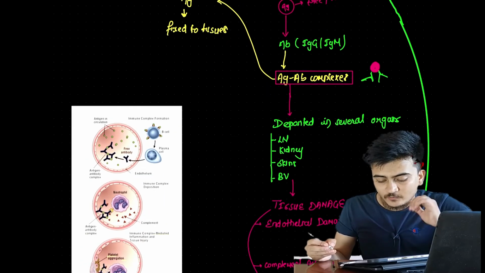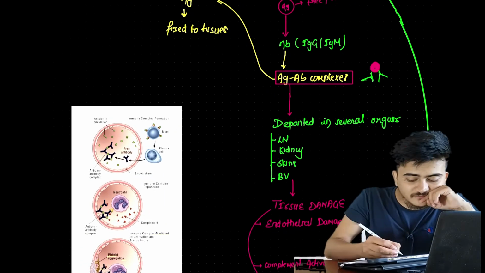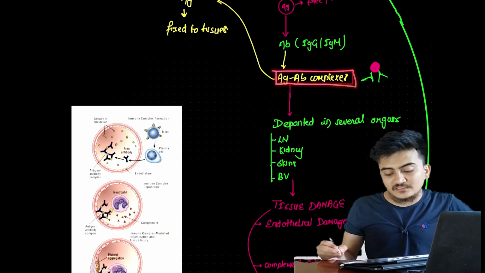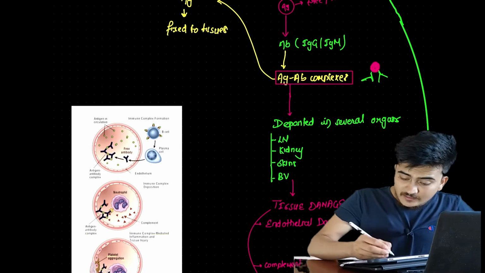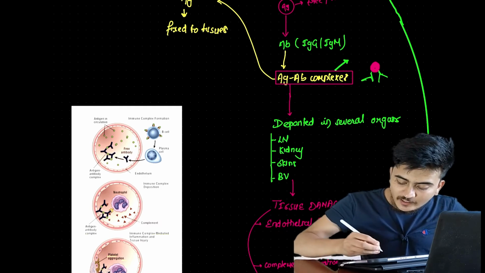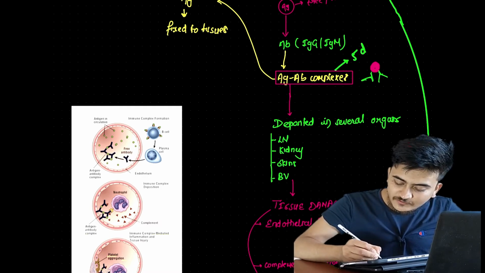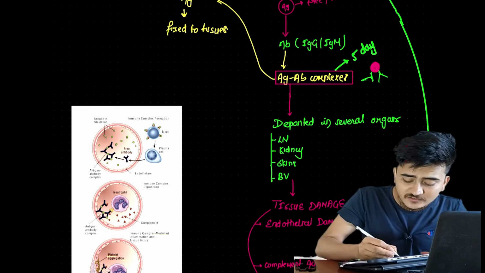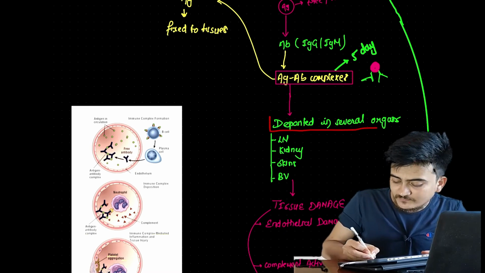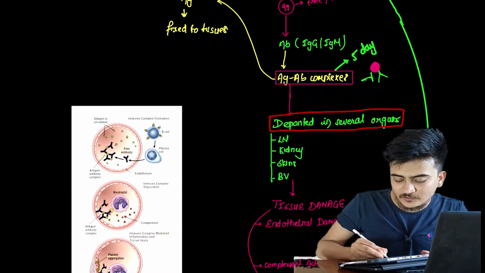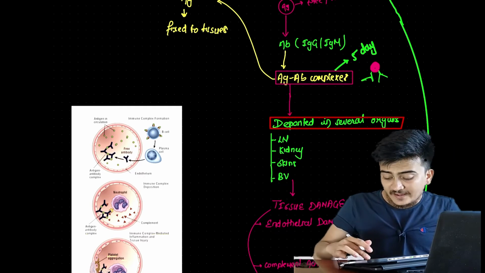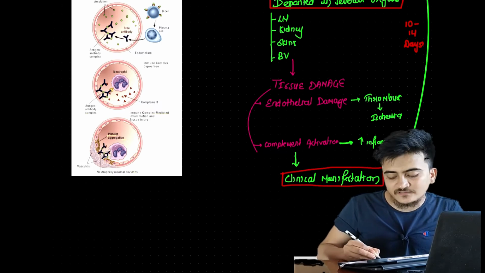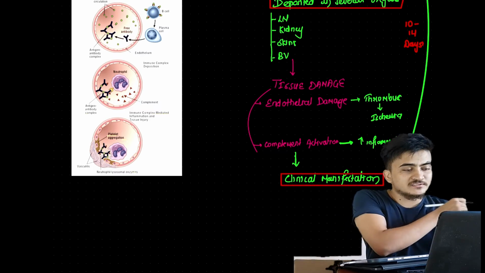What is the first phase? The first phase is antigen antibody complex formation, and this takes place around 5 days after the entry of antigen. What is the next phase? The next phase is deposition of complexes in several organs. And what is the final phase? The final phase is clinical manifestation. We need to know about these things.